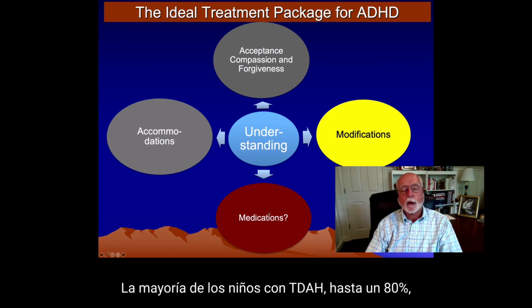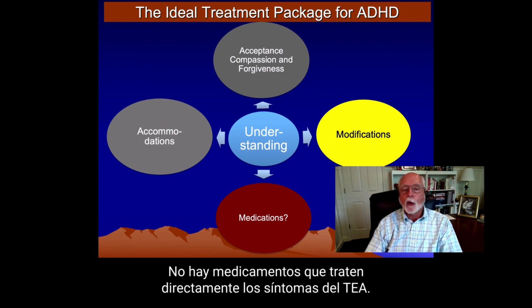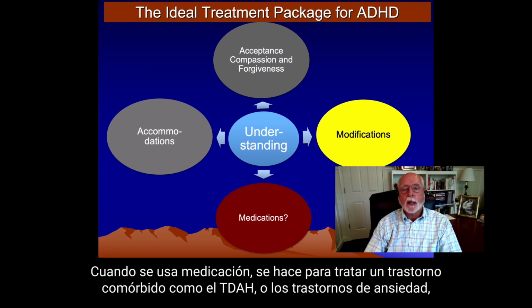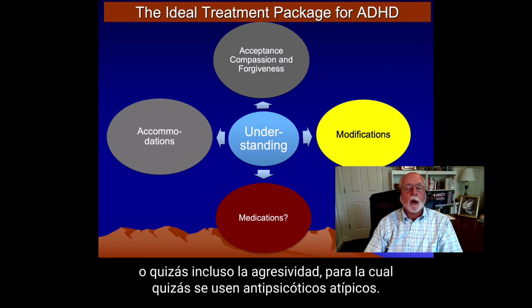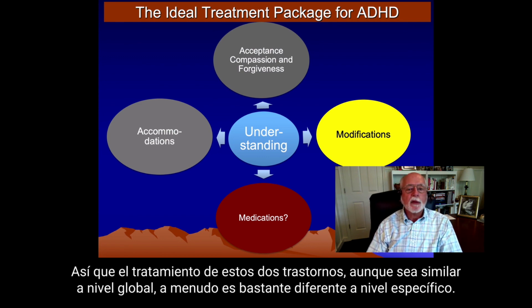Most children with ADHD are going to be treated with medication, up to 80% at some time in childhood or adolescence. There are no medications that directly treat the symptoms of ASD. Where medication is used, it is being used for a comorbid disorder, such as ADHD or anxiety disorders, or to some extent, even aggression, where we might find that the atypical antipsychotics might be used, or some of the antihypertensive drugs, such as the alpha-2 agonists like guanfacine. So the management of these disorders, while somewhat similar at the global level of components in a treatment package, at the very specific level of each package, they're often quite different.